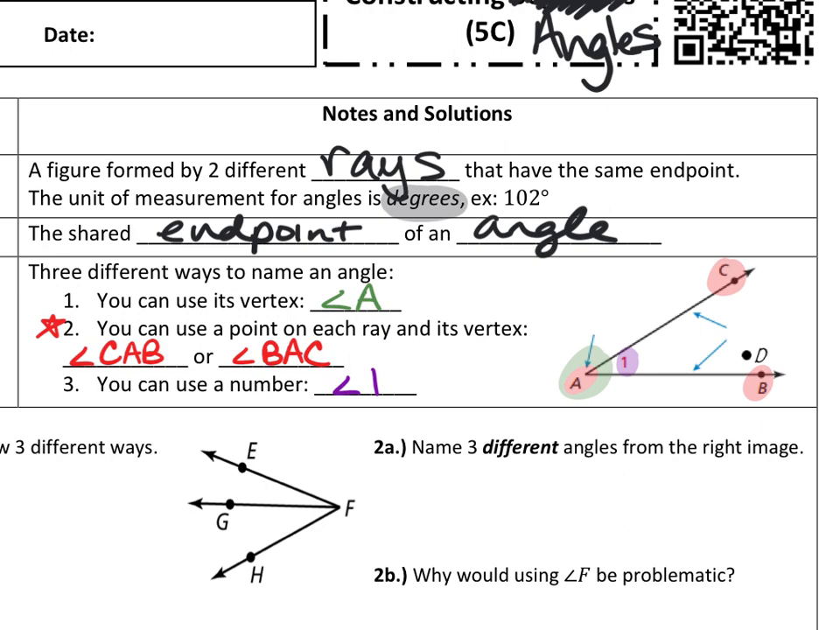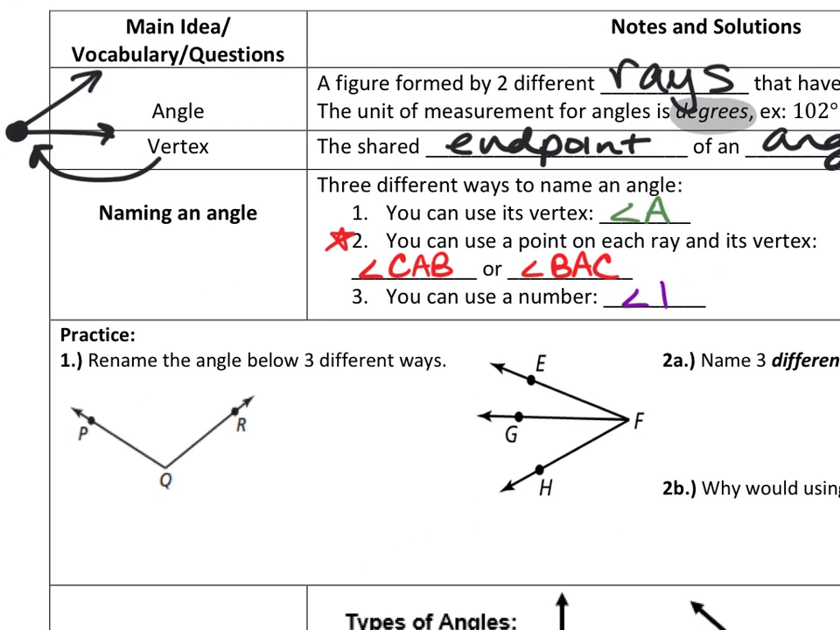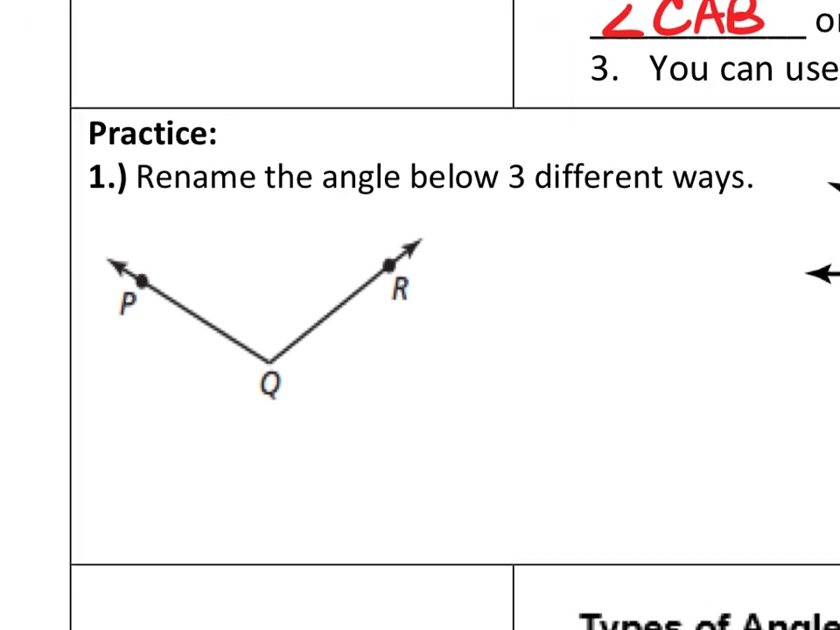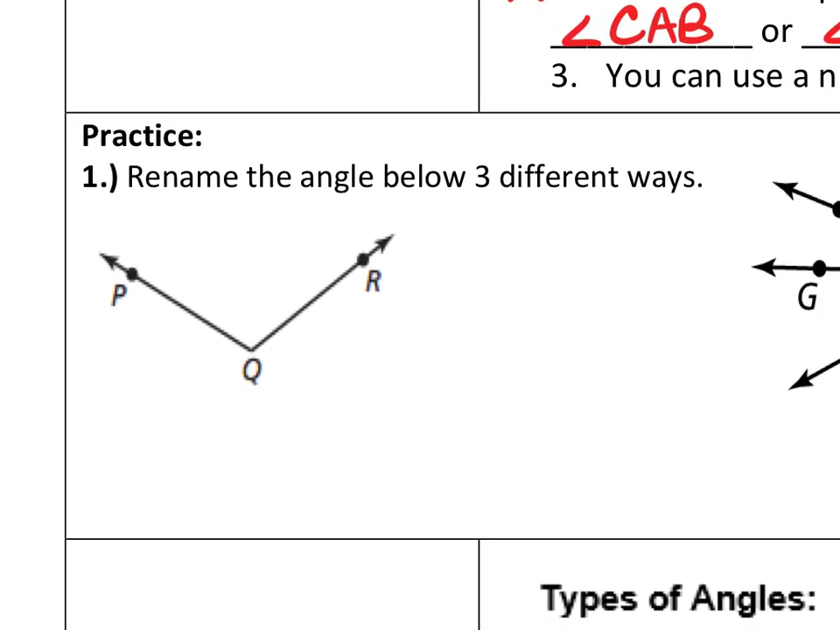Let's practice naming, because we know naming stuff was kind of difficult when we did points, lines, and planes, so let's make sure we can name angles. We're going to rename the angle below in 3 different ways. First, let's do it by its vertex. What is the letter at the vertex? Q. So we can call this angle Q because that's the vertex. We can also use 3 letters. What's one of the 3-letter combinations I can use? PQR, fabulous.